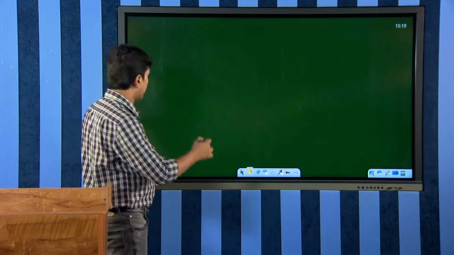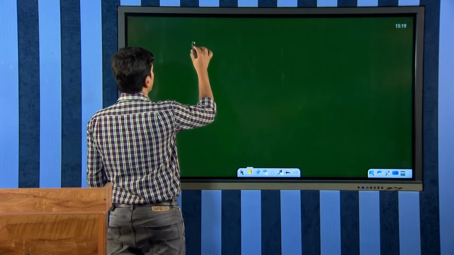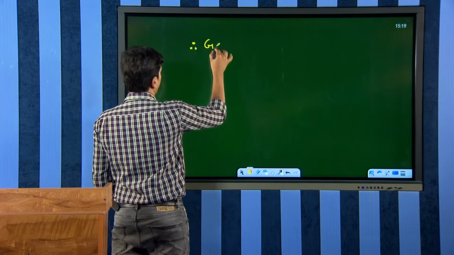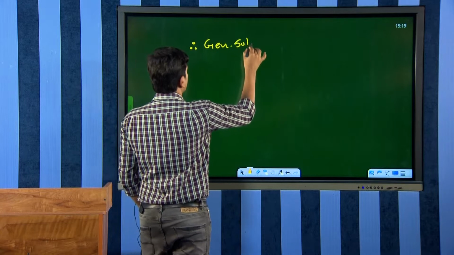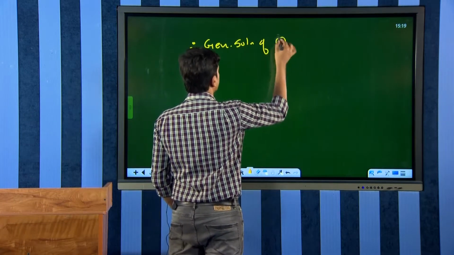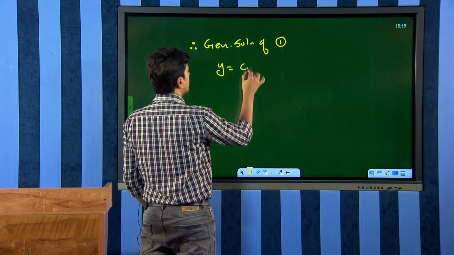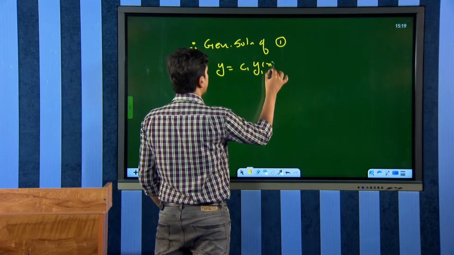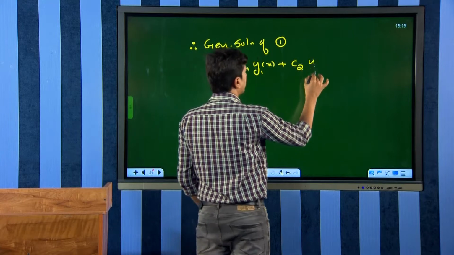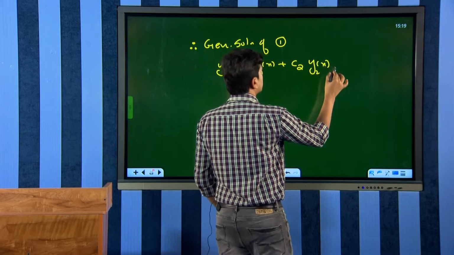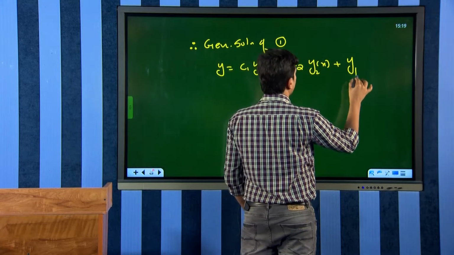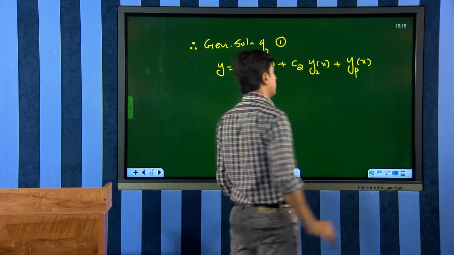Therefore, the general solution of the given non-homogeneous equation 1 is y equal to c1 y1 of x plus c2 y2 of x plus yp of x, which we will determine by using that formula.